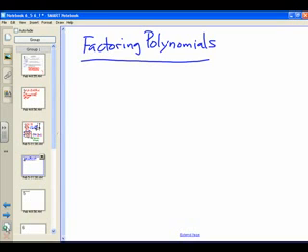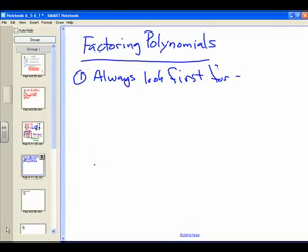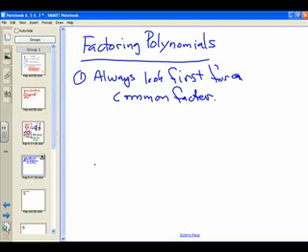Basically, this is what we've been talking about all along, but the steps to go through. These are the same steps we've had. Number one, always look first for a common factor. In other words, can I take a 2 out? Can I take an x out? Can I take a 5x out? All right? Look for those things that can be taken out.